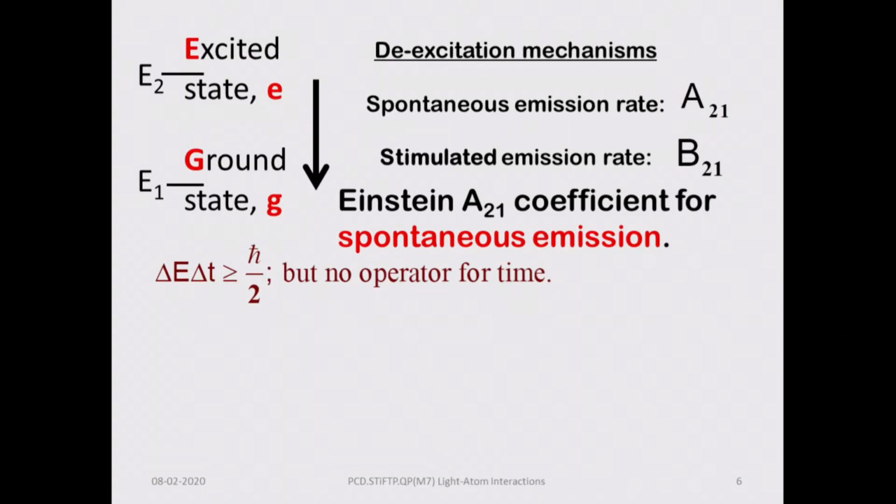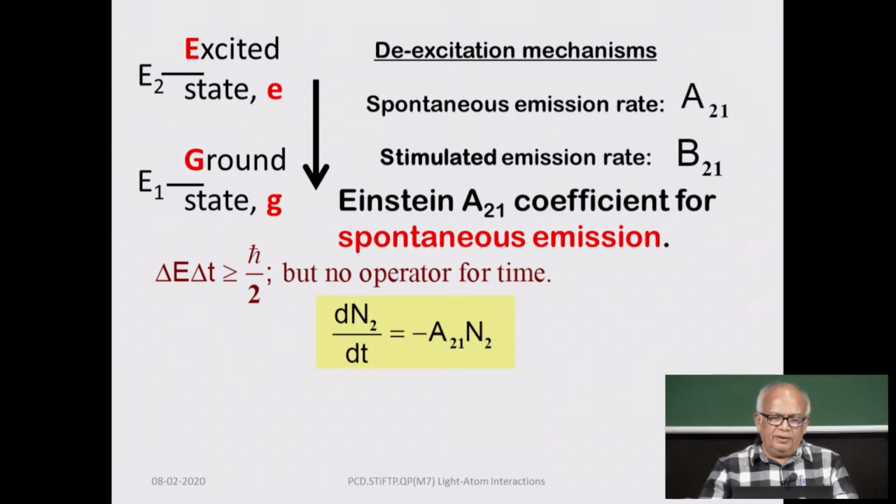So, you will see that in this class or maybe the next one. The rate at which an excited state, which is E2, the excited state denoted by E with the label 2, would decay spontaneously at a certain rate, which will be proportional to the number of atoms present in that particular excited state.